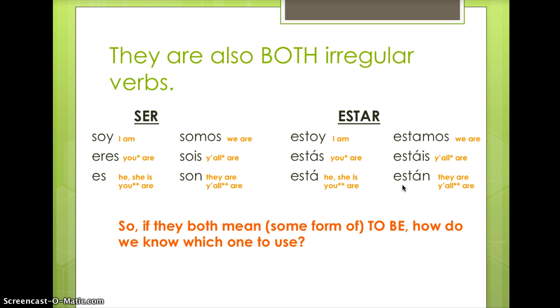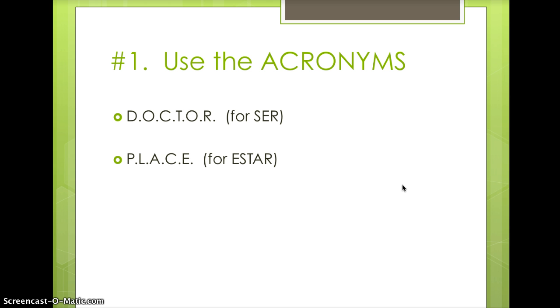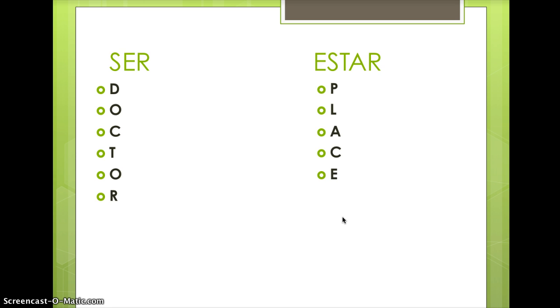So if they both mean the same thing, to be, how do we know which one to use? There's 4 different things I would suggest. I would honestly suggest that you try to learn all 4, because then you've got this huge bag of tricks that you can always use. So number 1, use the acronyms. Doctor for ser and place for estar. If you memorize these acronyms, make sure you know which one goes with which. I always tell my students place has 5 letters, and so does estar. That's what I would tell you to do, and here's what they stand for.